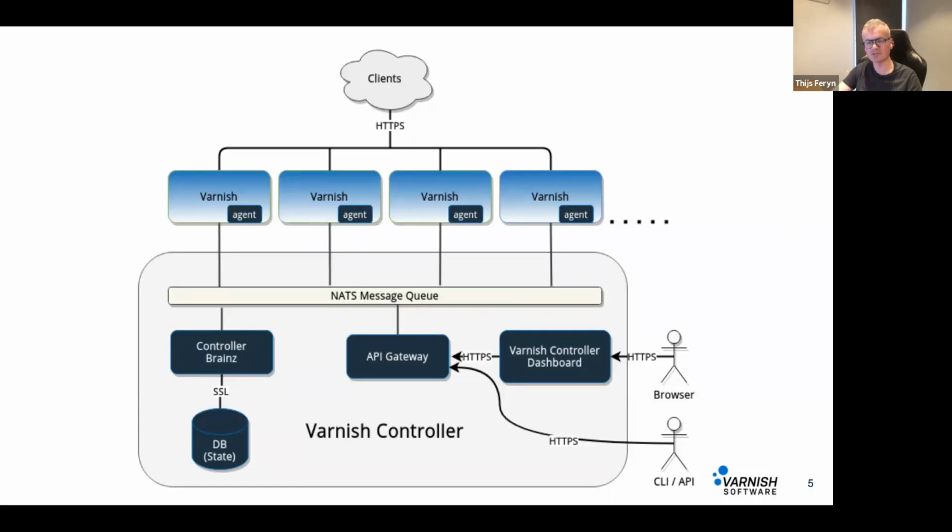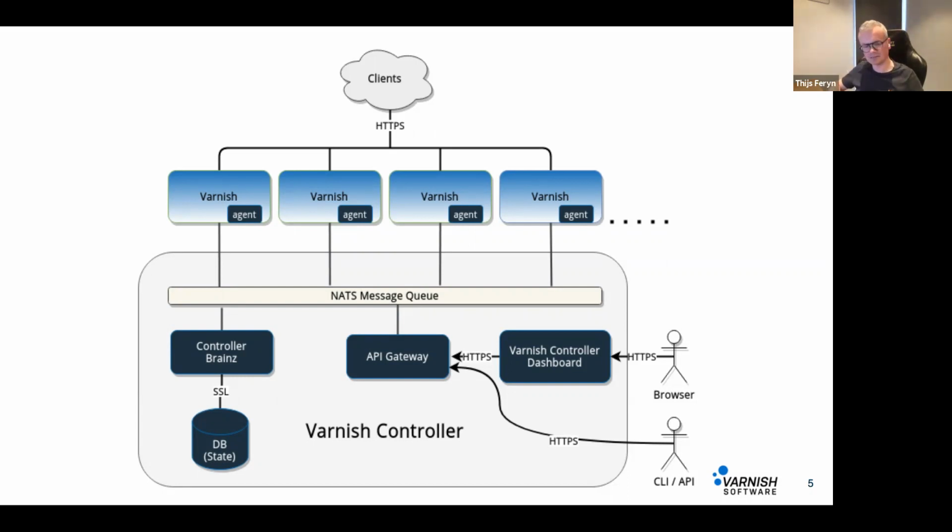So are the brains, as well as various other components that provide an interface, such as the API gateway and the controller dashboard. So in the end, if we zoom out, if we take the bird's eye view, the goal is to make sure that clients get served with the right stuff, with the right data, and for administrators to be able to manage all this via a browser, a CLI, or an API.